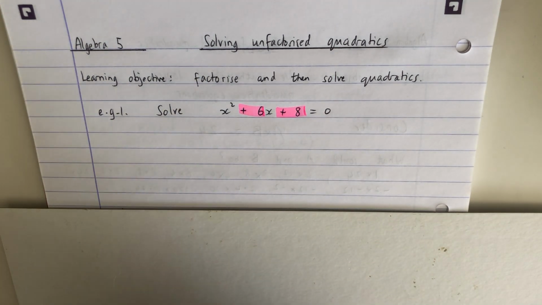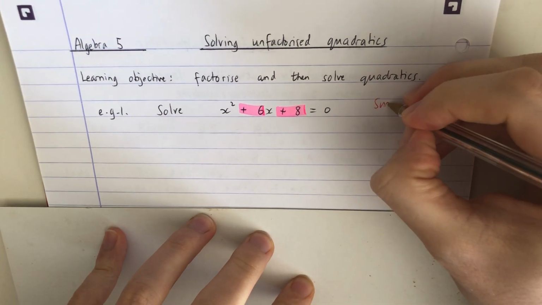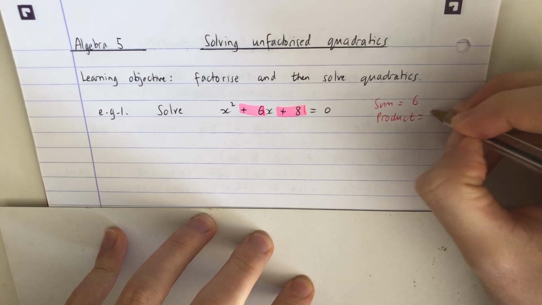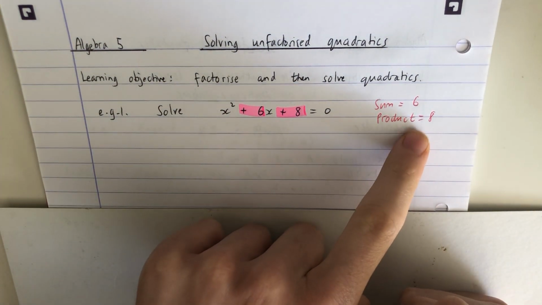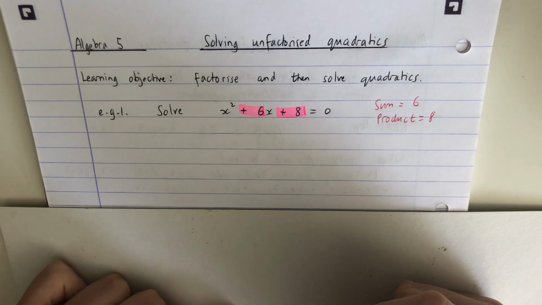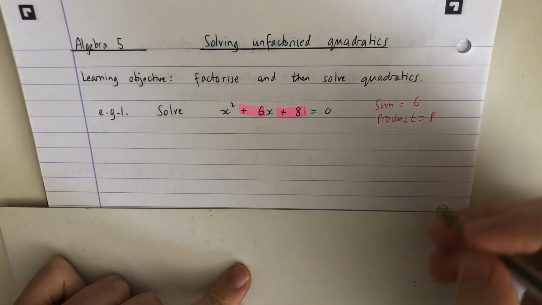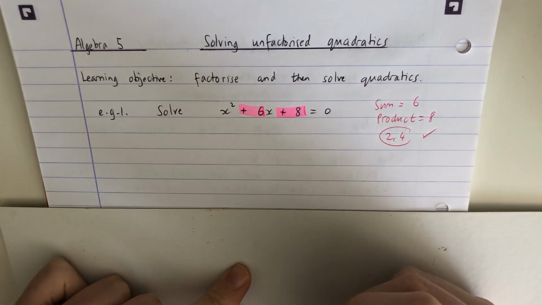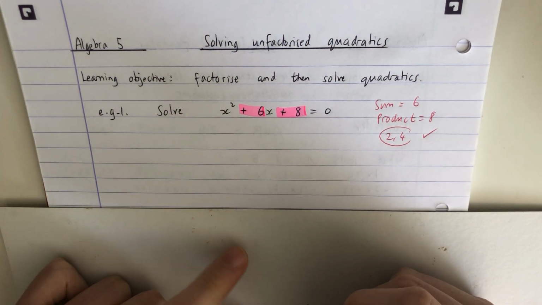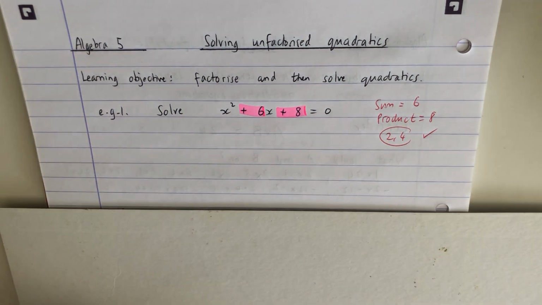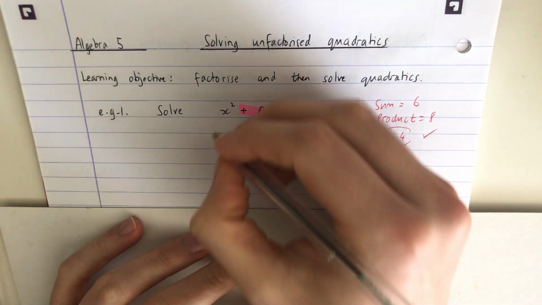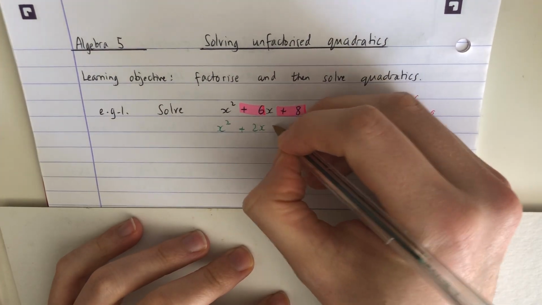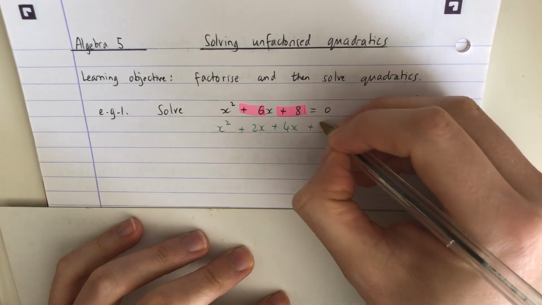So you were thinking of two numbers which add together to give you 6, but the product is 8. I've told you to focus on the product first, so any two numbers which times together to give you an 8. Think about it for long enough, 2 and 4 would work. Okay, 2 times 4 is 8, 2 plus 4 is 6. And that tells us what this splits up into. It goes into an x squared plus 2x plus 4x plus 8.